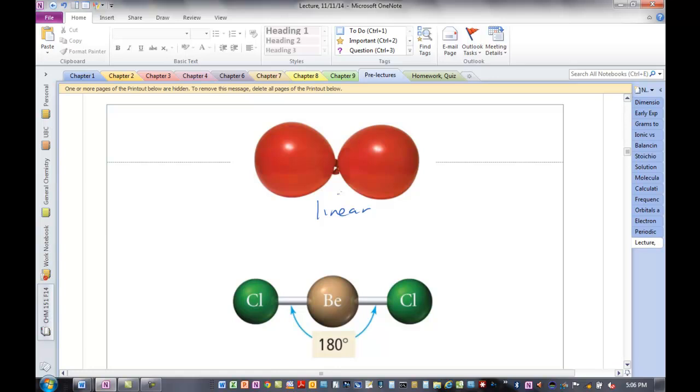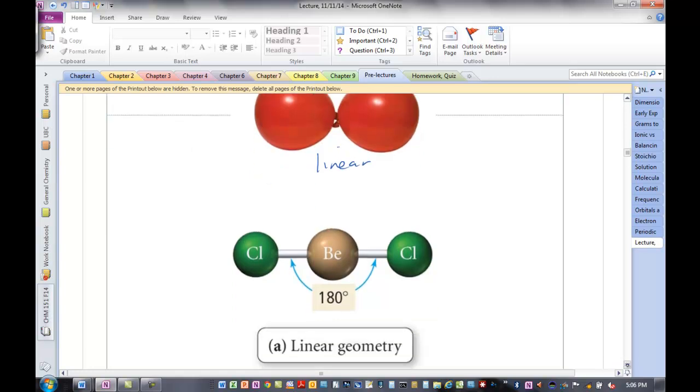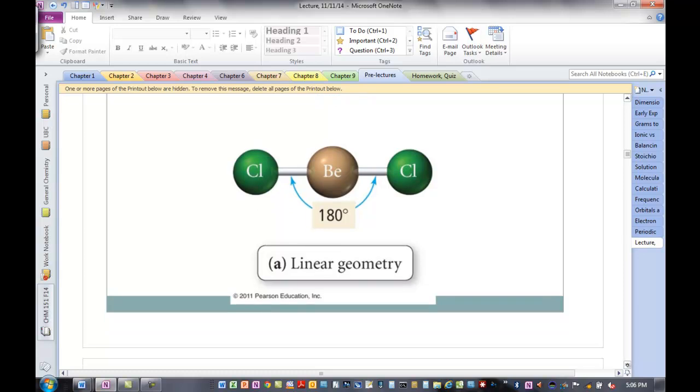When we get to 3, it will naturally adopt the arrangement that we can think of as minimizing repulsion between the balloons. So there's our linear 2 pairs. What if we go to 3?